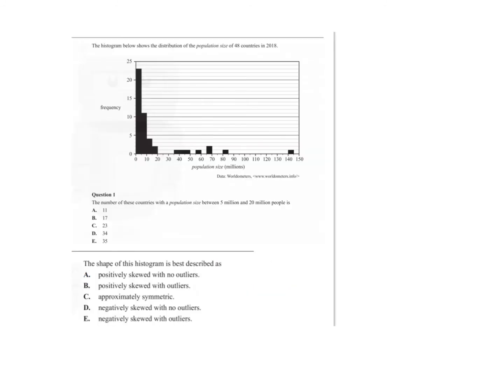Okay, the histogram below shows the distribution of population of 48 countries. So that was giving me the N is 48. They just want the number of countries with a population between 5 million and 20 million. So go read the scale and you can see here's 5 and here's 20. So we want these 3 categories. It's a little bit light. So I'm going to say that one's 11, this one is 4, and this one is 2. So if we add them up, we've got 17, so I'm going to go B.